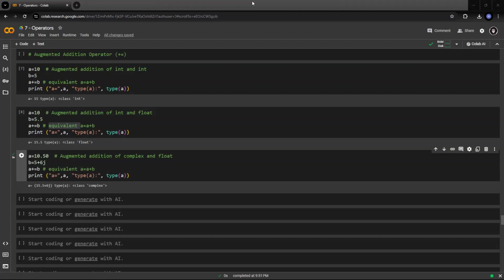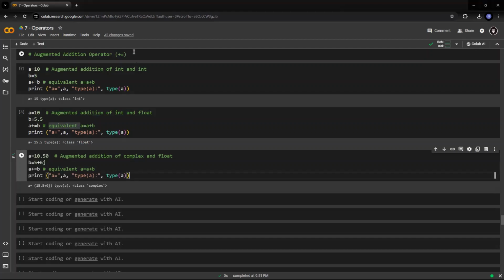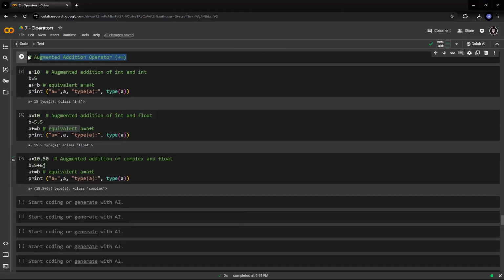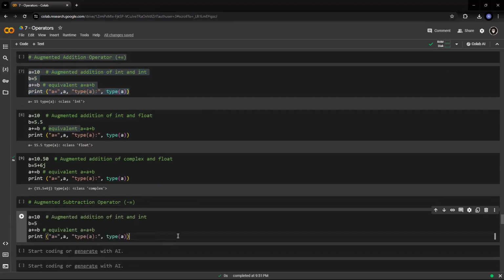Now let's understand augmented subtraction. Let's use the same formula as above. We just need to replace the addition or the plus symbol with minus. And this is augmented subtraction. We'll try to use the same type of values, int and int. Let's see what it gives.